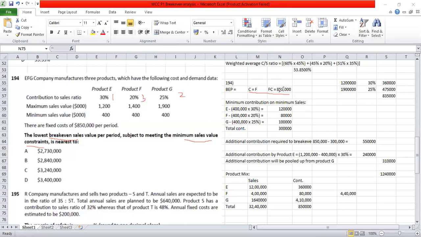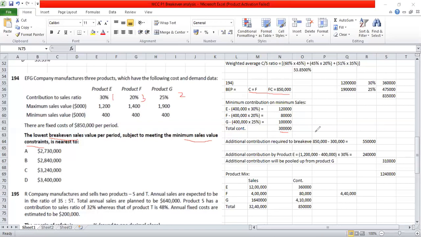Because we now have to see how much more should be pulled up, because already 300,000 is here. To meet the 850,000 requirement, it should be 550,000. This is clear. Is this part clear? Yes, ma'am. I got that clear, ma'am.